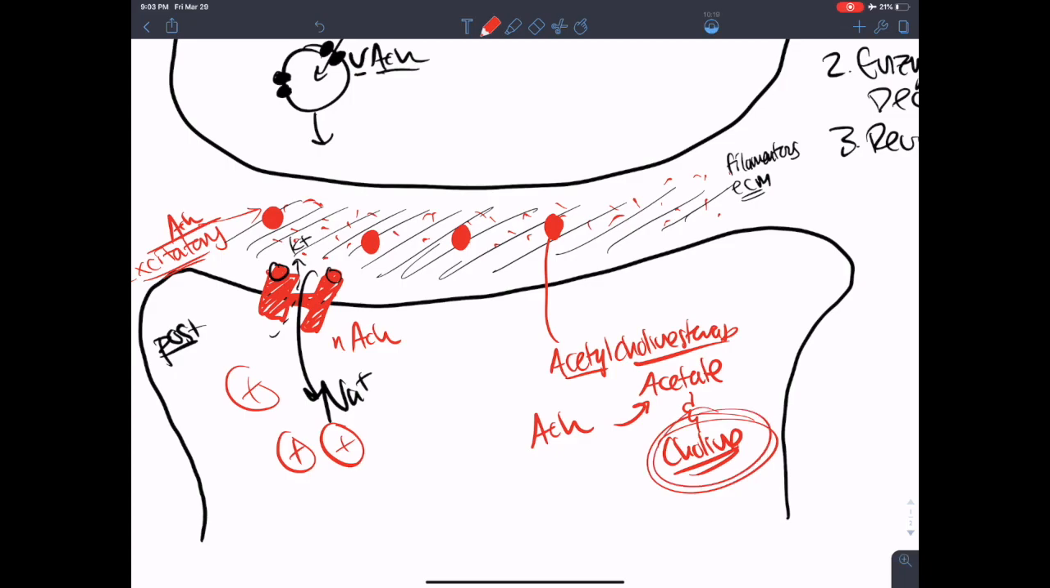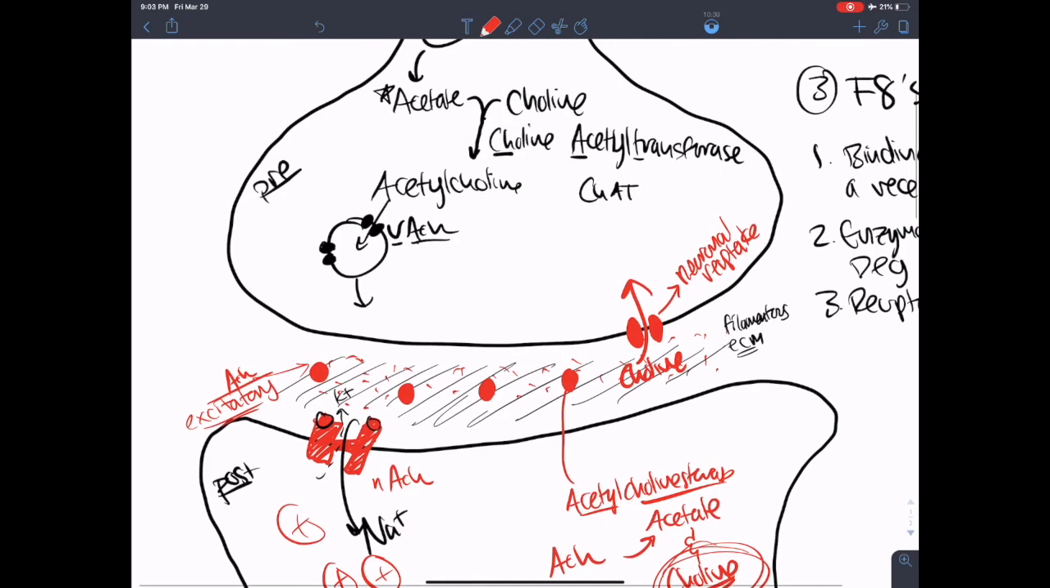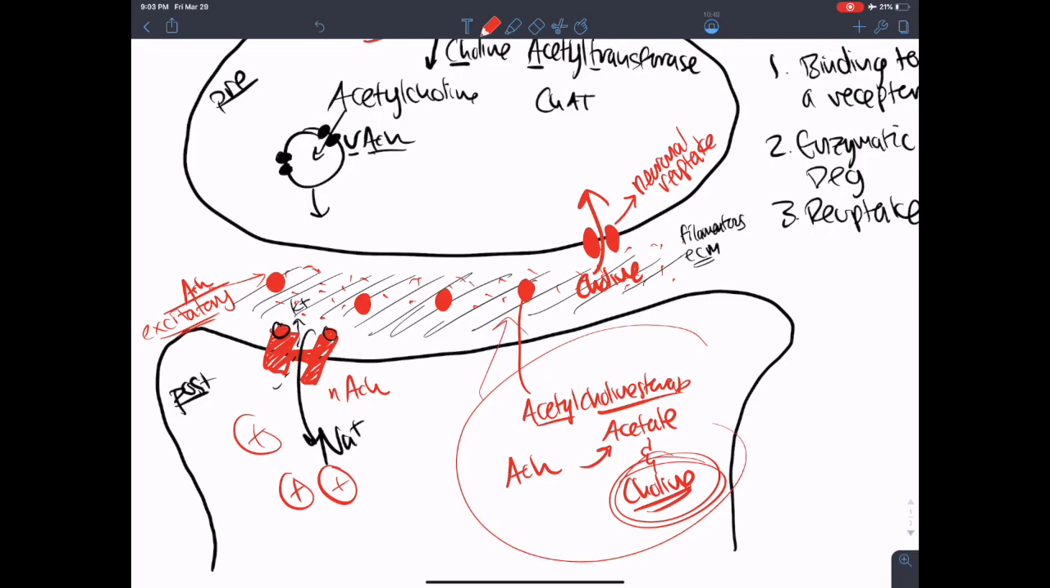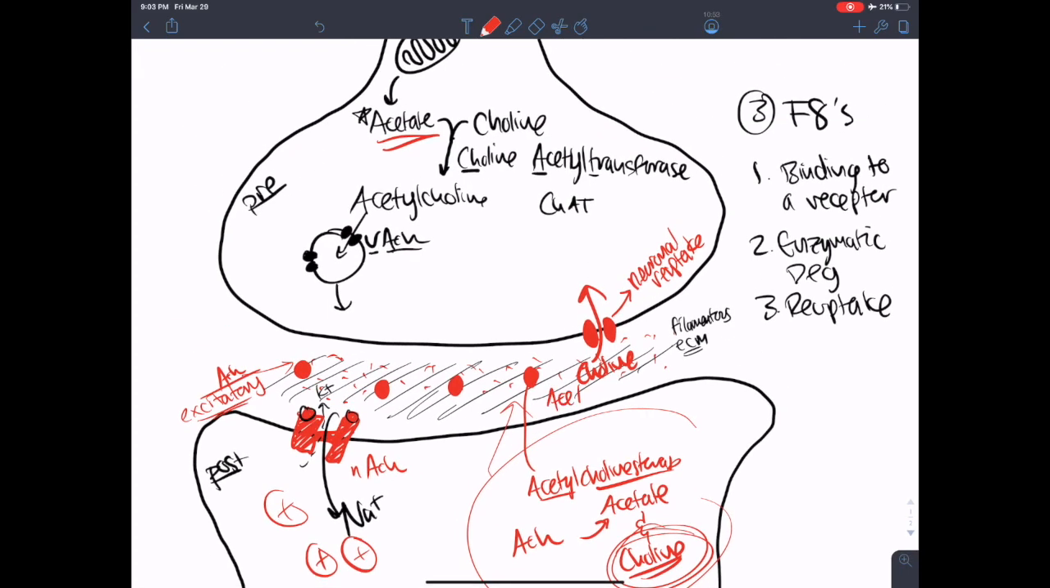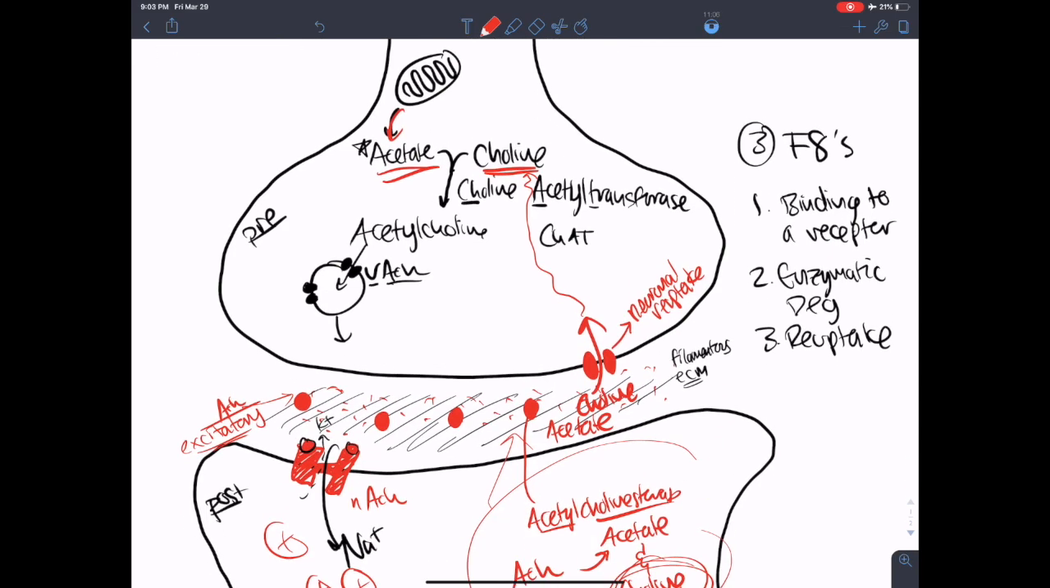And there was a reason I'm circling this. Choline, through a transporter, and you don't need to know the name of it, will actually go back into the cell. So it'll be reuptaken directly into the neuron. I'm going to call this neuronal reuptake. The reason for this is that acetate is produced by the mitochondria, so it doesn't need to reuptake acetate. And remember, all of this is actually happening here, I just didn't have space for it. So there's also acetate here. Acetate isn't reuptaken because it doesn't need to be. It needs choline to come back because it can't produce choline. But the acetate, remember, comes from the mitochondria. So there's a reason they only reuptake choline.